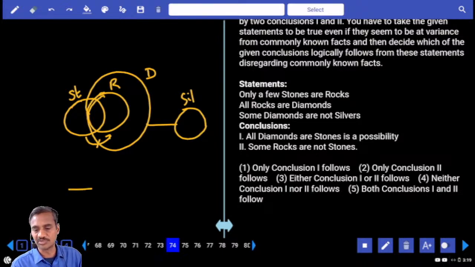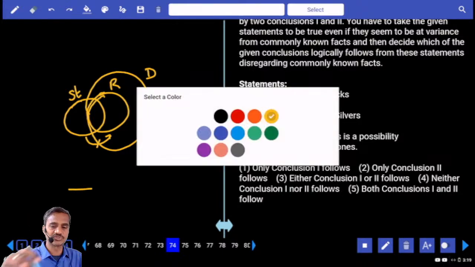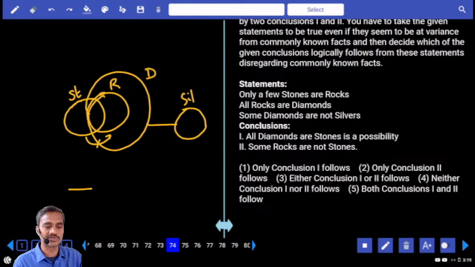First one is a possibility. Second, some rocks are not stones. As of now it is true. Now to make this one false, we need to prove all rocks are stones. Now tell me, is it possible to write like this or not? Yes. And alternate diagram to previous conclusion is false. Sorry, second one has become false.